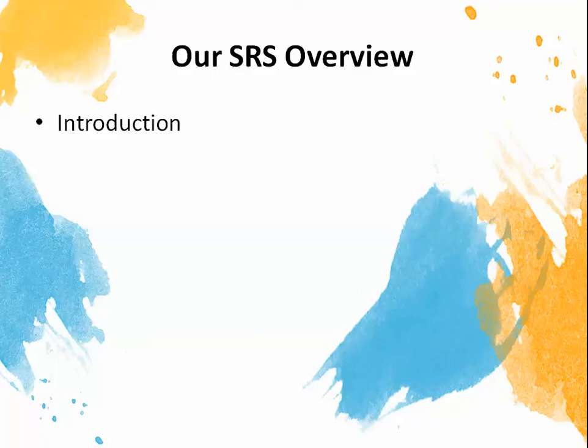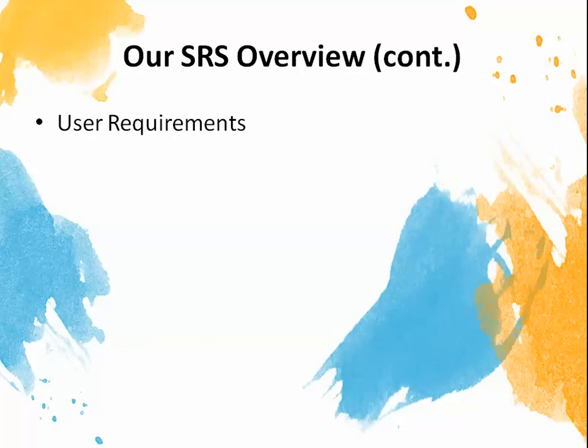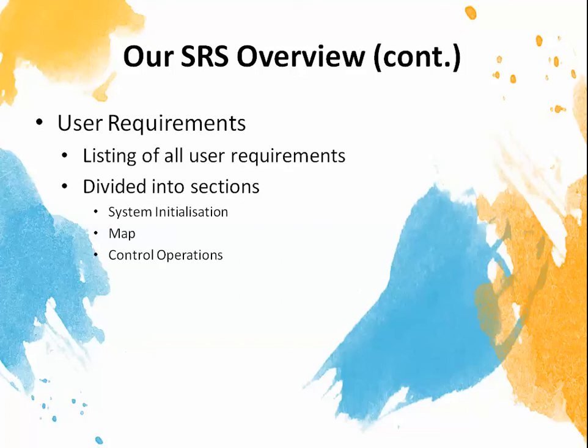So in the next few slides, I'll be introducing the simplified format that the SRS follows, and we begin with an introduction and an overall description. Basically, these two sections pinpoint the purpose of the document and the basics of the system. And the next section is user requirements. As I mentioned earlier, this is the most important section of all. So we list all the user requirements and group them according to what they have in common, which we divided into sections: system initialization, and map and control operations.